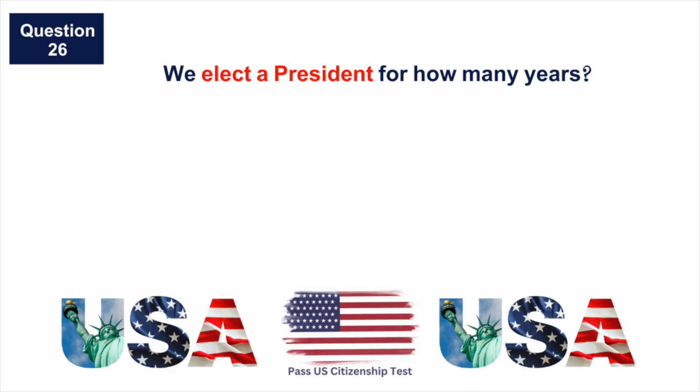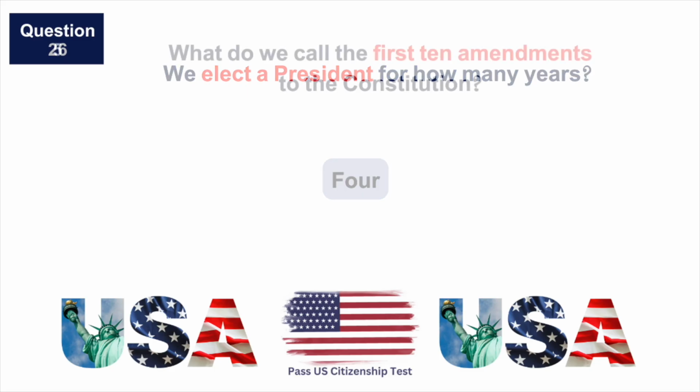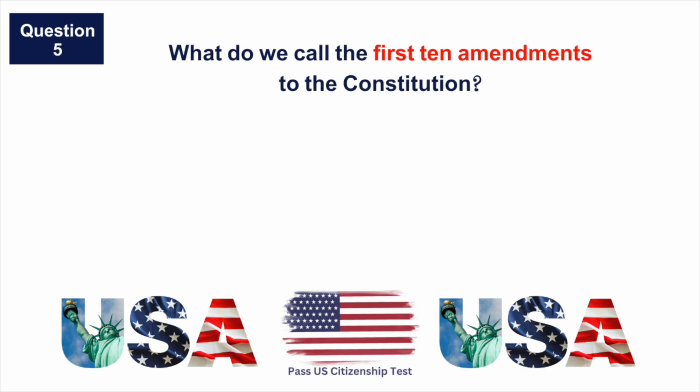We elect a president for how many years? Four. What do we call the first 10 amendments to the Constitution? The Bill of Rights.